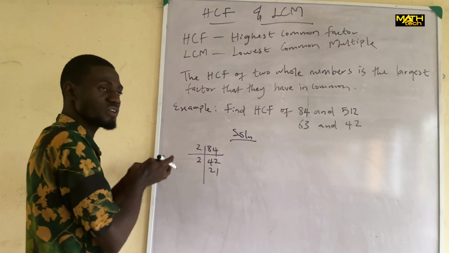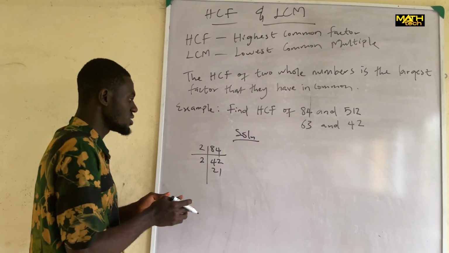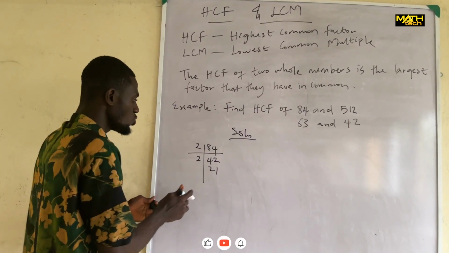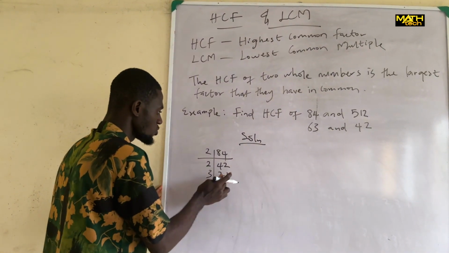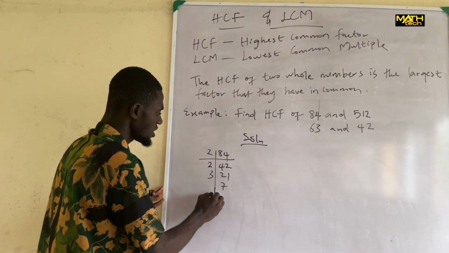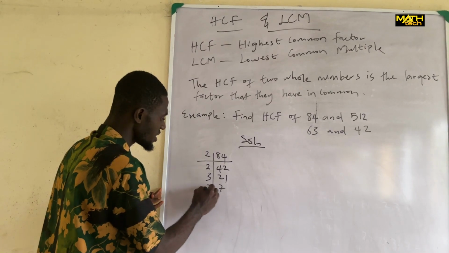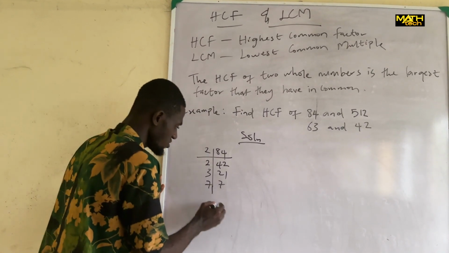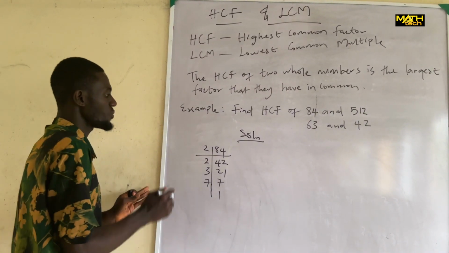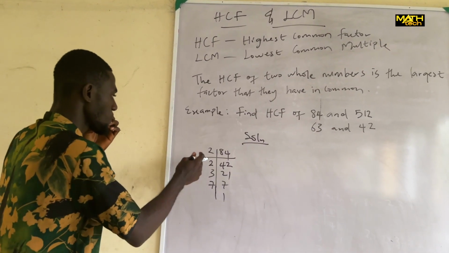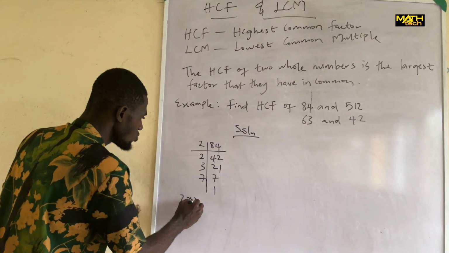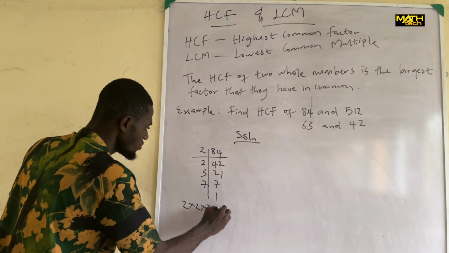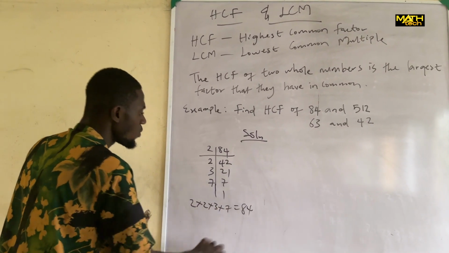You know 21 cannot be divided by 2 without a remainder. So the next prime number we'll introduce is 3. 21 divided by 3 will give us 7. And 7 divided by 7 gives 1. So you can see that the prime factorization of 84 is 2 times 2 times 3 times 7, equal to 84.